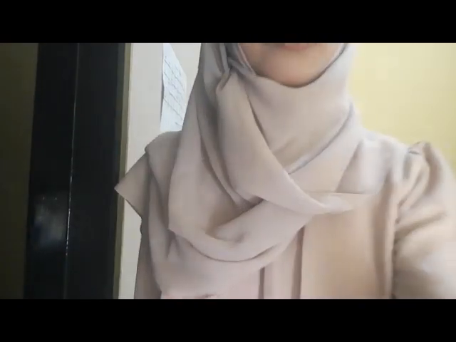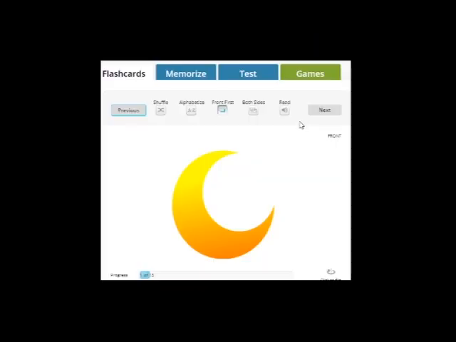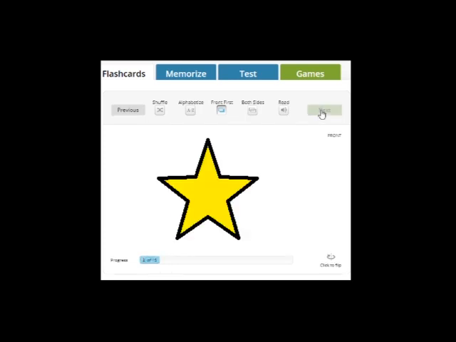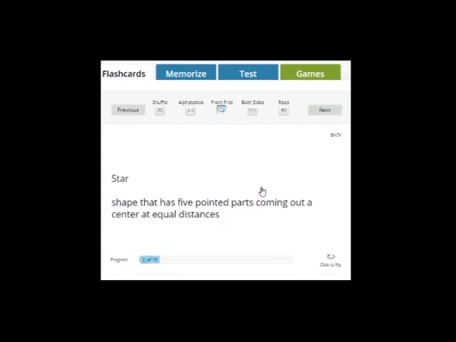Well, guys, we are going to review all of those words through the flip cards. Let's see. Let's play flip cards. What is it? Yes, it's crescent. Something shaped like a half ring tapered into thin points at each end. What about this picture? Yes, it's star, shape that has 5 pointed parts coming out a center at equal distances.